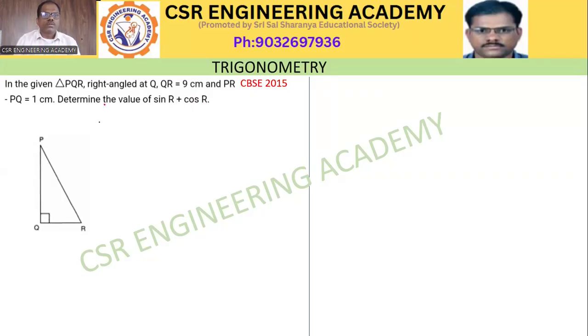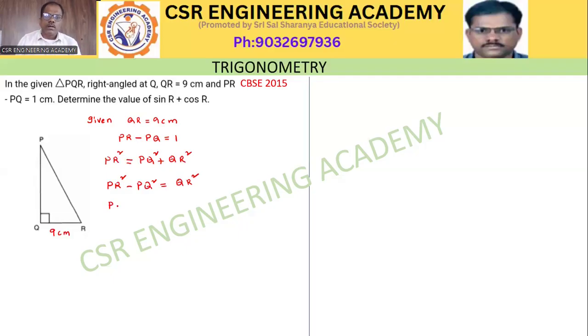In the given triangle, QR is equal to 9 centimeters. PR minus PQ is equal to 1. According to Pythagoras theorem, PR square is equal to PQ square plus QR square. PR square minus PQ square is equal to QR square.